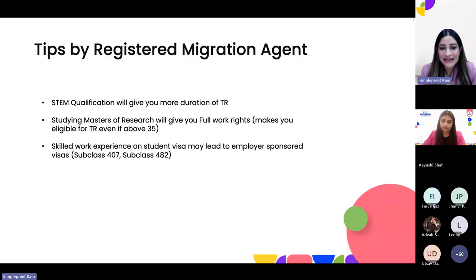And in the end, the most important tip or advice you can consider: if you are on a 485 visa as of now, or a visitor visa, and if you genuinely want to study further in Australia, make sure you lodge your applications before 1st of July. And apart from that, if you have studied an eligible course for TR, which is giving you the TR extension, make sure you lodge your TR extension before 1st of July as well.